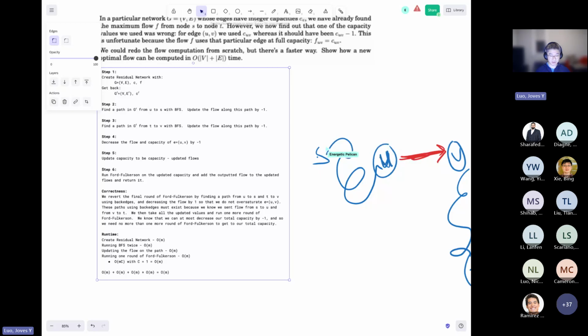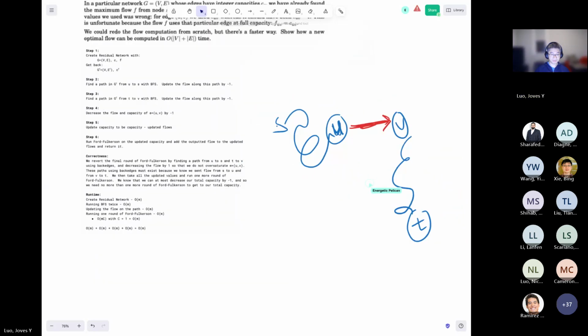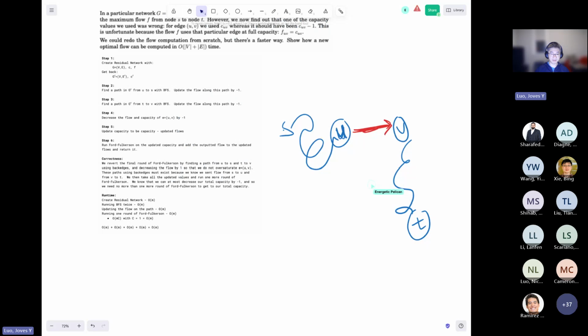And then we're also going to run a BFS going from T to V, okay? So we know that there's a flow going from V to T, and therefore going backwards will give us the back edges to recover that path, okay? We're interested in the path that takes, okay? We take those paths and we decrease the flow and capacity of those edges by 1.